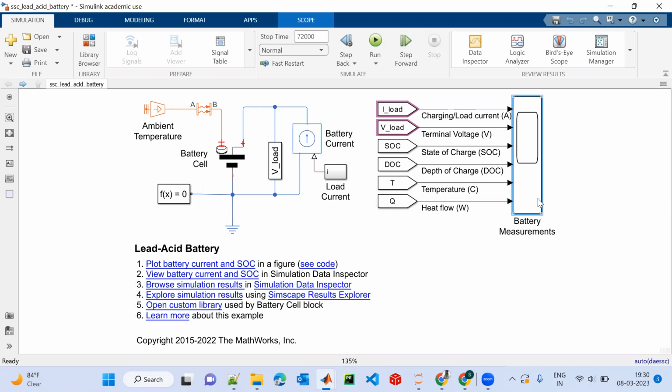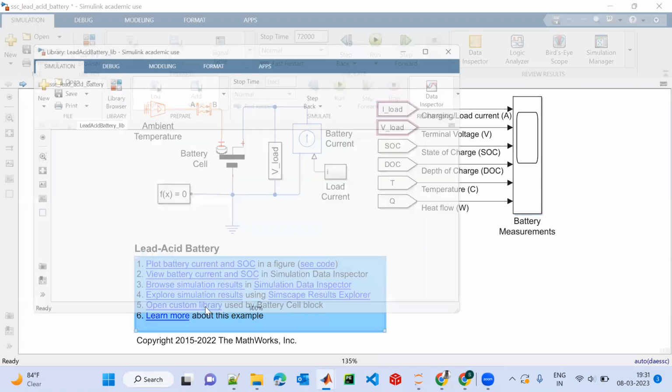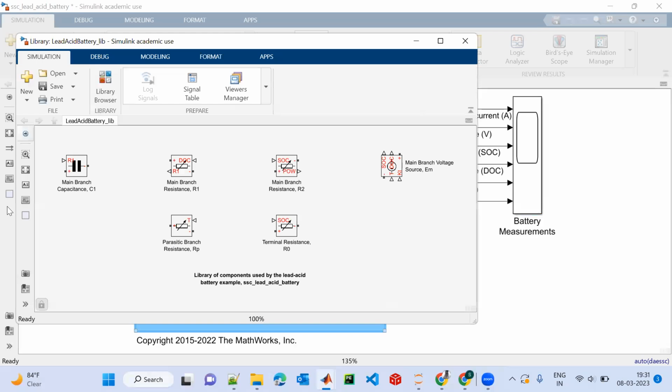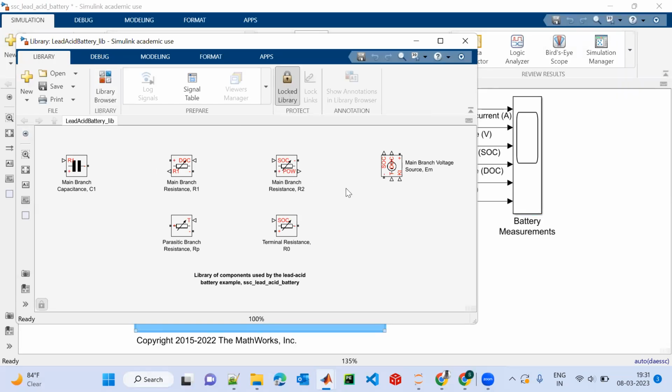This model is constructed using the Simscape example library called lead acid battery underscore library. If we want to see that, we can click on this open custom library. Inside this library, all the blocks that we have used to model this lead acid battery are present. This library comes with built-in blocks that are readily available. However, it is recommended that we copy the source file to a new directory, for which we have write permission, and add the directory to our MATLAB path.